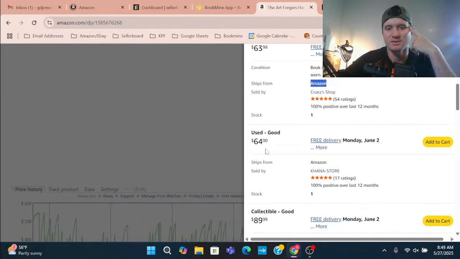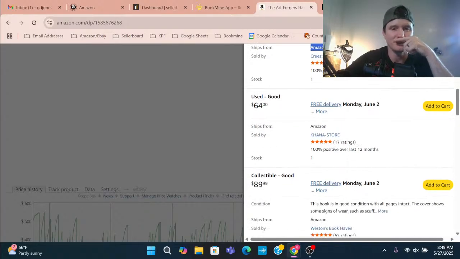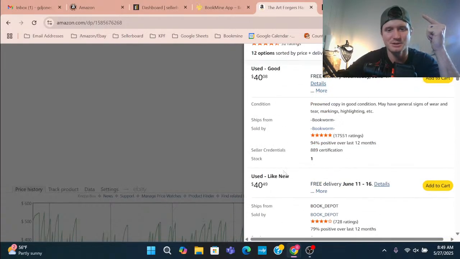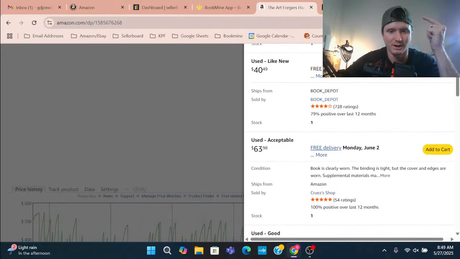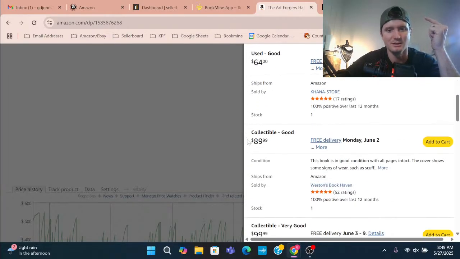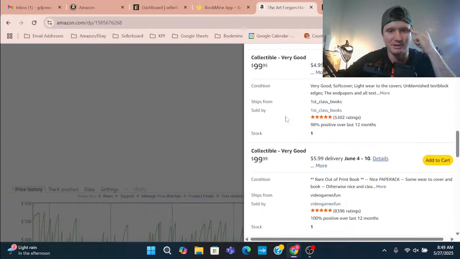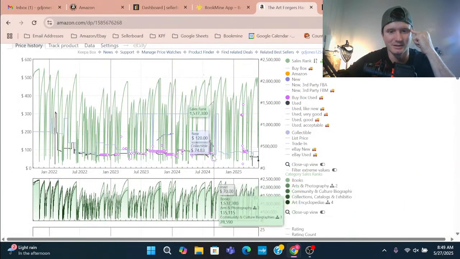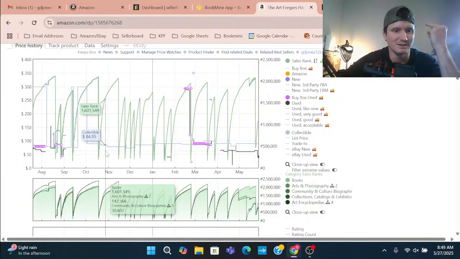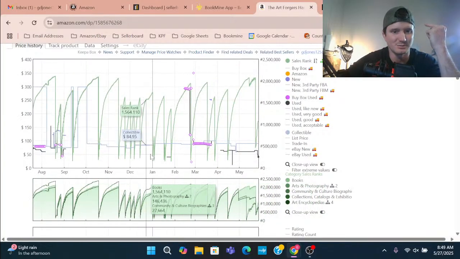I'll put money that if you buy this book and you price it at, say, this 89 price, anywhere above the 64 price, they're gonna get you with a high pricing error. The reason I say that is because these ones down here, it's used good at 40, 49, 63, 64, and then once you get up into that 89 price, it goes to collectible, and then everything above that is collectible.